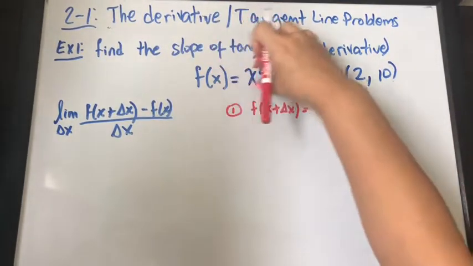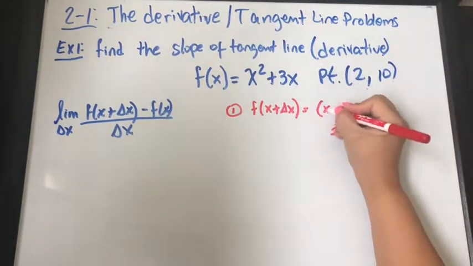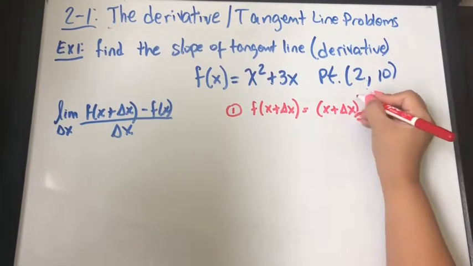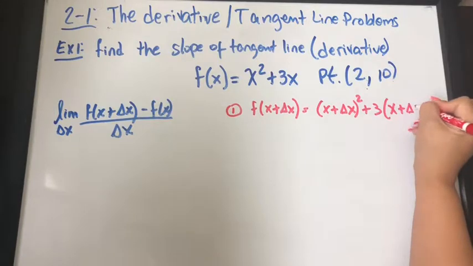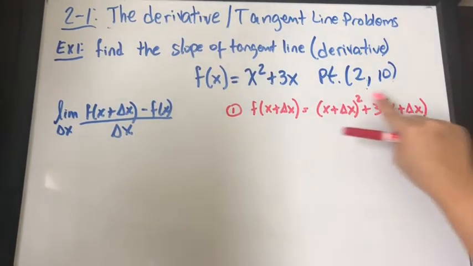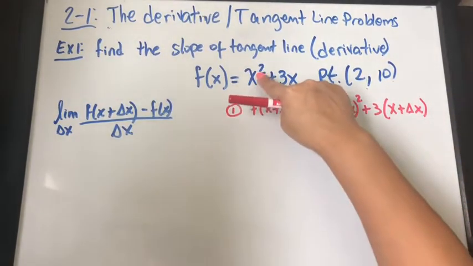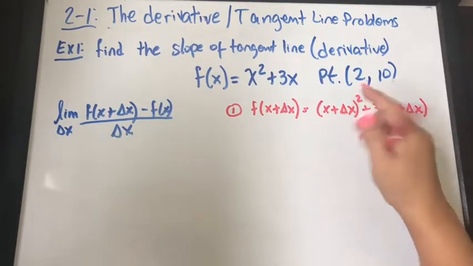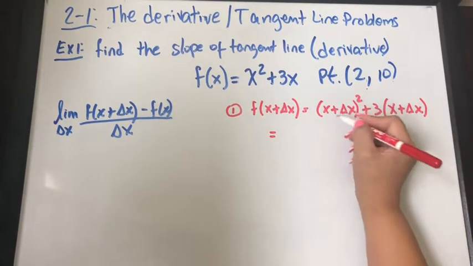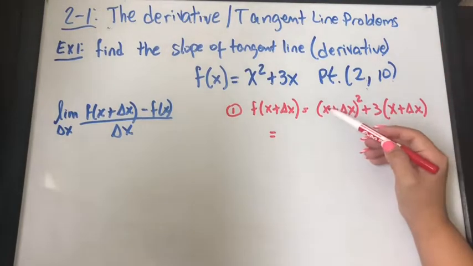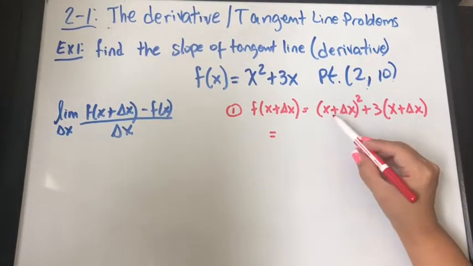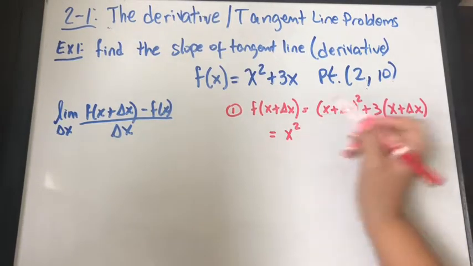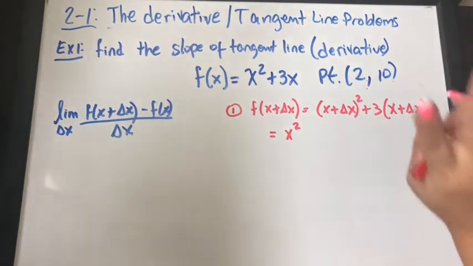I plug in x for every x I see here, and I get (x plus delta x) squared plus 3 times (x plus delta x). And possibly you're starting to see that the algebra here is going to be heavy because if we have squared or cubed, you're going to have to actually expand that. So if I expand it, I'm going to use my FOIL method. Please do not just say x squared plus delta x squared. That's wrong. You have to FOIL it. And we know we have x times x, x squared. We would multiply x plus delta x twice.